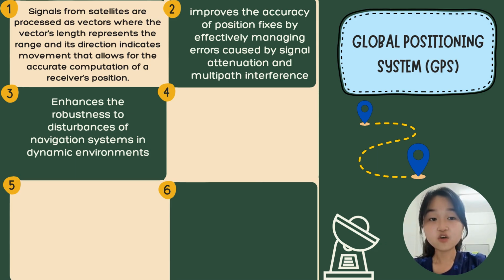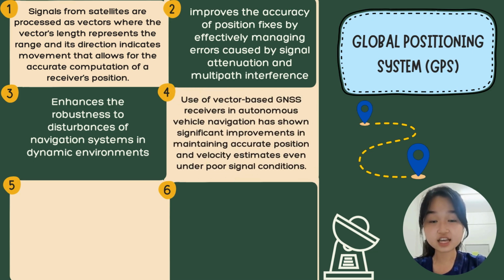For instance, vector tracking loops (VTLs) have been effectively applied in pseudolite navigation systems to overcome the near-far problem, thereby expanding coverage in indoor and urban canyon areas. Additionally, the use of vector-based GNSS receivers in autonomous vehicle navigation has shown significant improvement in maintaining accurate position and velocity estimates, even under poor signal conditions.